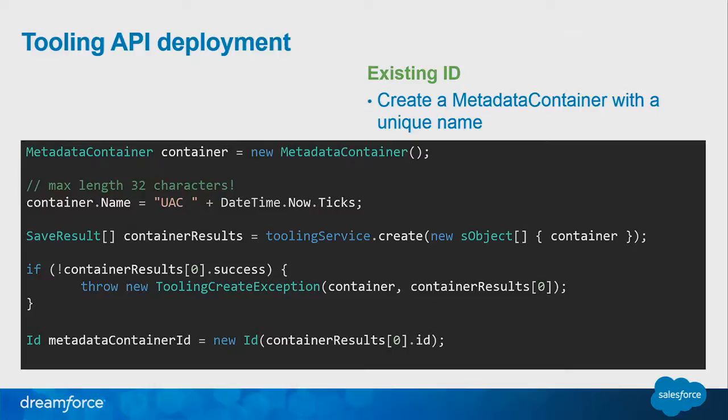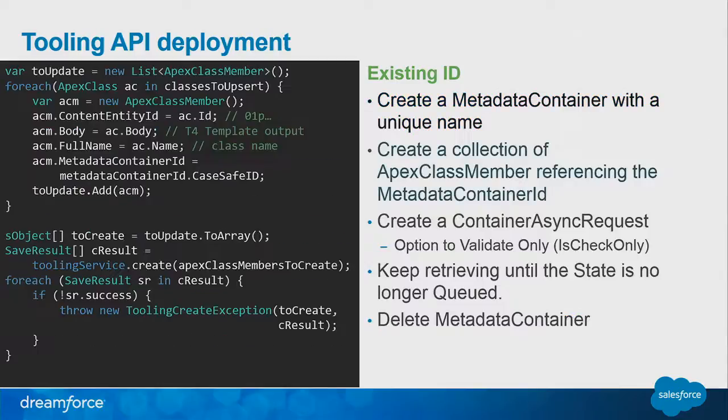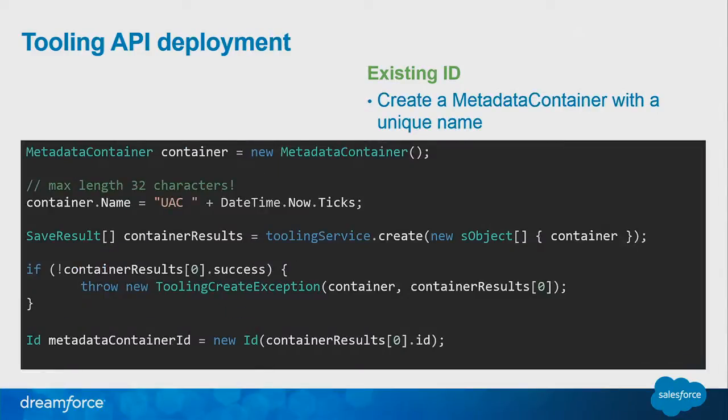So the metadata container is going to contain all the work that we're going to do in this job. You need to give it a name, and the name needs to be 32 characters or less, just something unique. I've just put the date in there. So you create that and again check for the response, make sure it was successful, and you're going to need to hold on to the ID of that record you just created for some of the subsequent callouts.